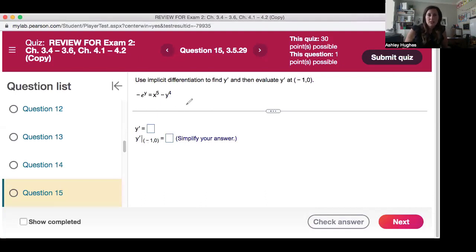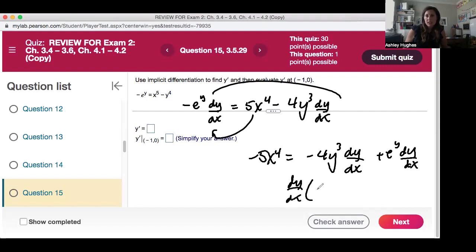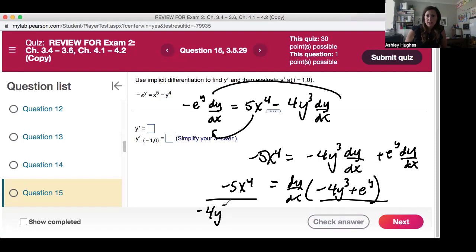The derivative of negative e to the y is negative e to the y dy/dx, equals 5x to the 4th minus 4y cubed dy/dx. Let's move this over here and that over there. So negative 5x to the 4th equals negative 4y cubed dy/dx plus e to the y dy/dx. And now I can factor out dy/dx. Negative 4y cubed plus e to the y equals negative 5x to the fourth. Divide, and we have your answer. When I plug in a 0 for y, e to the 0 is 1.